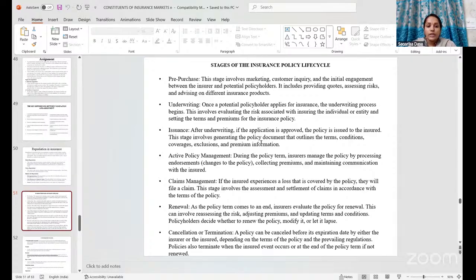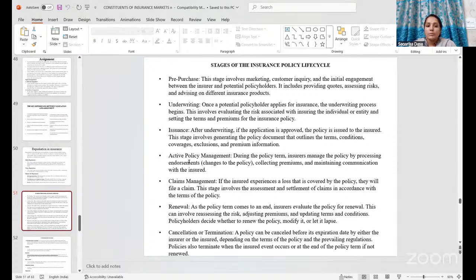Then the fourth point is active policy management. During the policy term, the insurer manages the policy by processing endorsements, that is changes to the policy, collecting premium, and maintaining communication with the insured. Now, if it is a general insurance, the policy is for 1 year, and if it is a life insurance, it goes beyond 1 year, maximum till the life of a person.